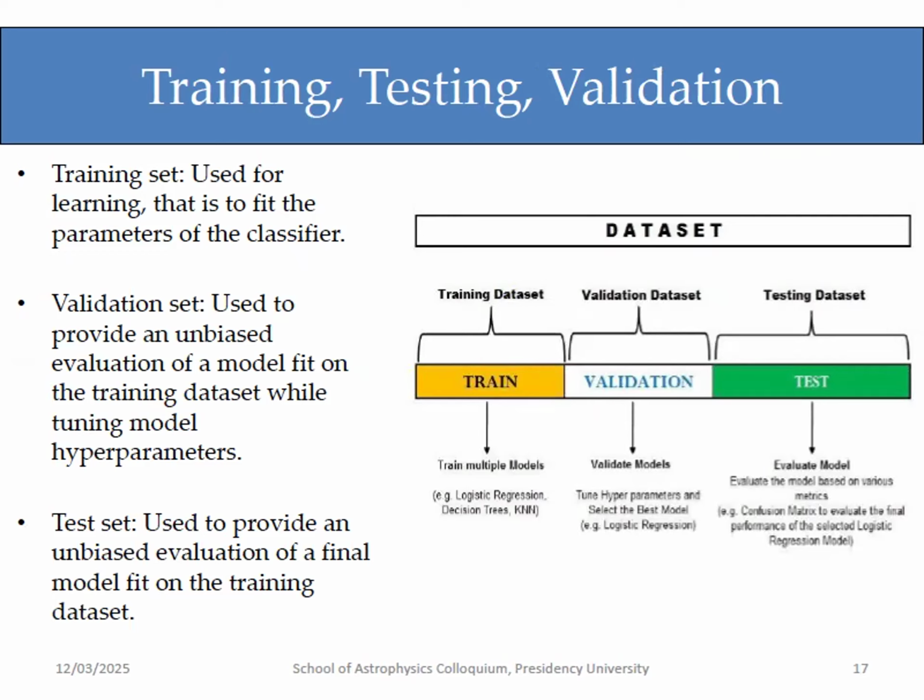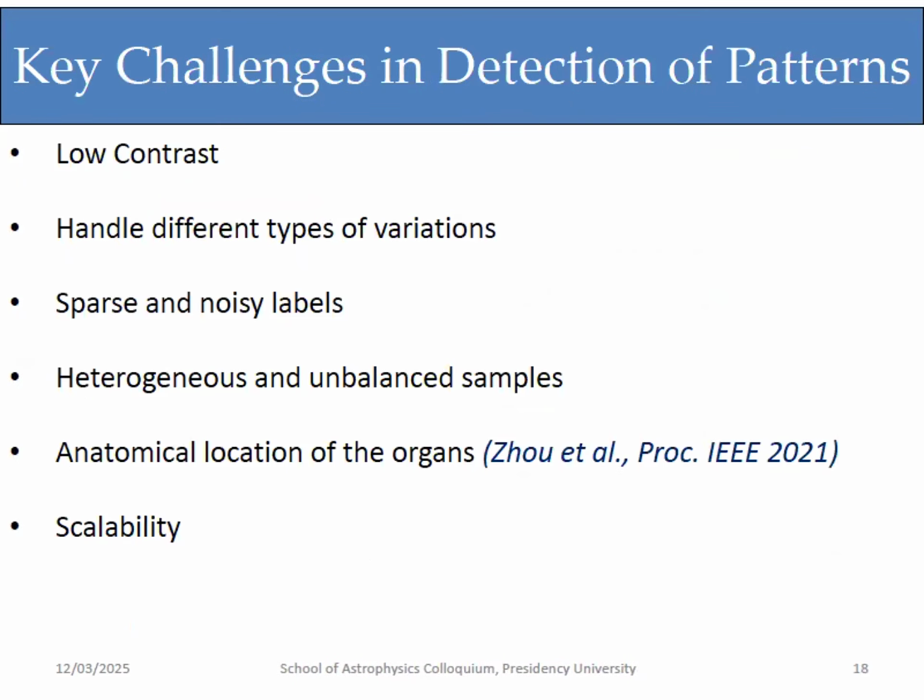With this kind of background, let me mention the key challenges. There are several key challenges, and you can have low contrast. From an image or a video perspective, you need to handle different types of variations, because it depends on the setting in which the image has been taken. There could be sparse and noisy levels, and there could be heterogeneous and unbalanced samples.